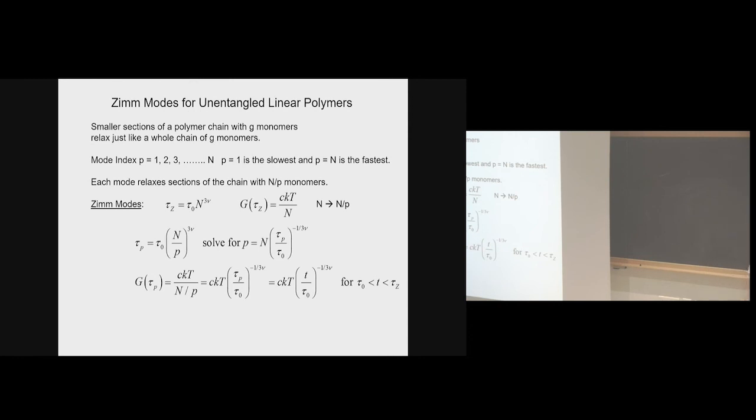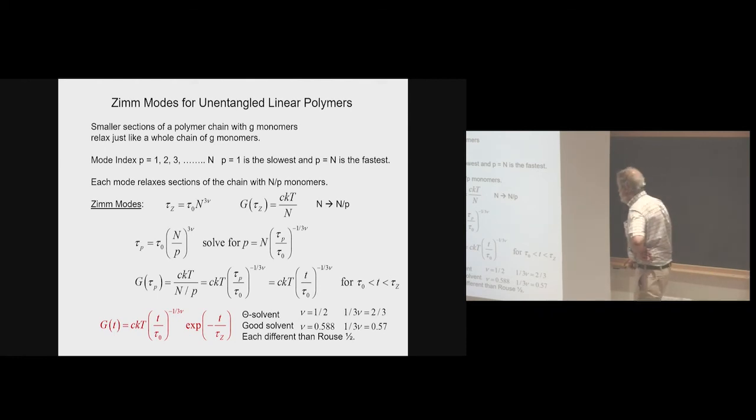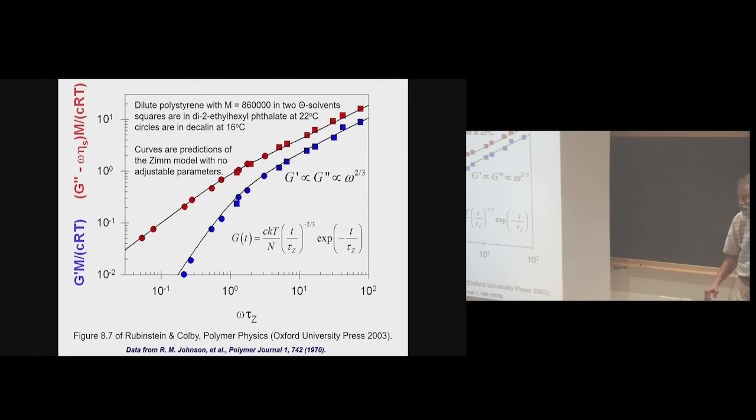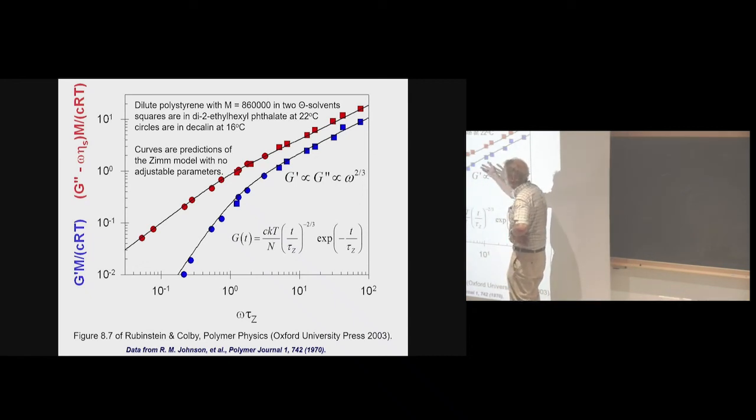And so that has different values for theta solvent and good solvent. And then we do the same exponential cutoff trick: at the longest relaxation time, there are no more modes, so we're just going to have it exponentially relax. And here you get the two exponents. In theta solvent, the exponent should be 2/3, which is quite different than a half. And in good solvent, it's 0.57, which is maybe closer to a half, but still different. And at least in theta solvent, the Zimm model seems like it works nicely. So these are old data from John Ferry's group that beautifully have, again, the Zimm predictions in this format are just the curves.